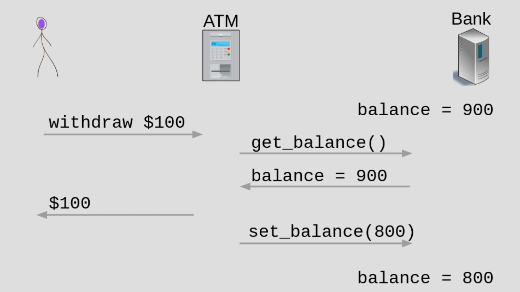Purple gets their $100. And then the ATM has to send another message back to the bank telling the bank to update the balance. And so the ATM will set the balance. 900 minus 100 is 800. So the ATM sends set balance 800 to the bank. And now the bank maintains a new balance, which is 800.